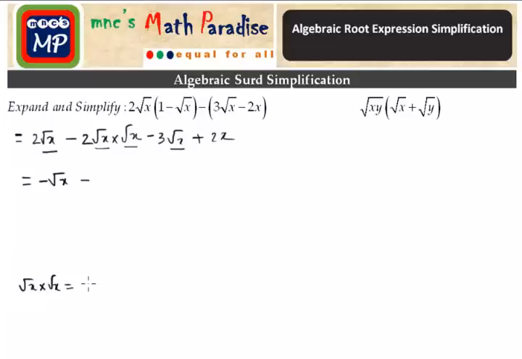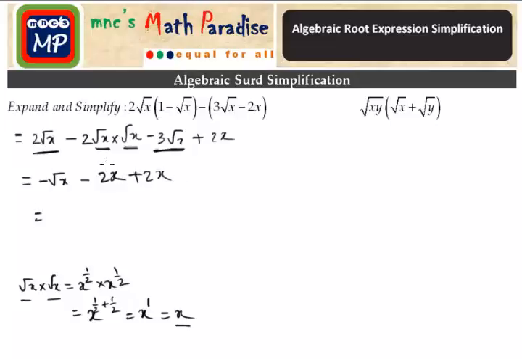we know from the algebraic fraction law that root means x to the power half times x to the power half. So using the index multiplication law, these two halves will be added together, so half plus half is 1, that means x. So multiplication of the same base square root will give us x, so we will get minus 2 x, and the other term is plus twice x. So now minus twice x and plus twice x will cancel each other, and we will get minus root x.